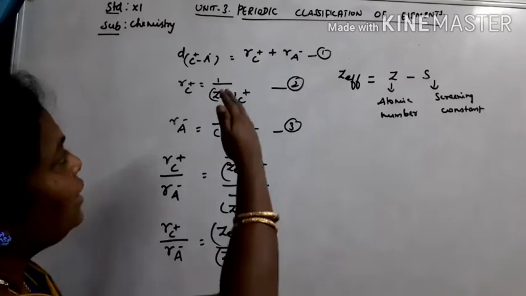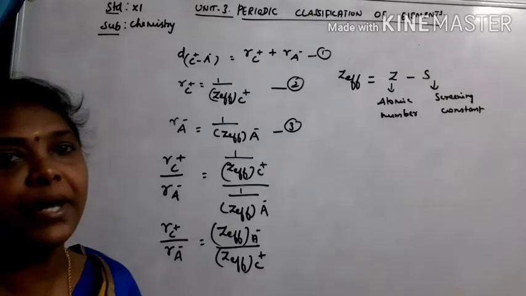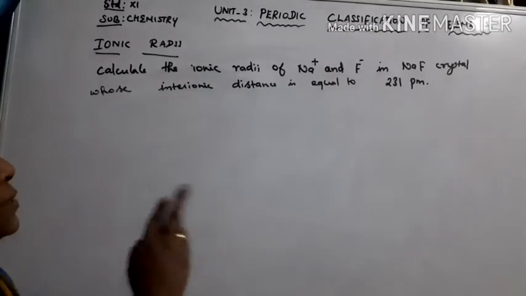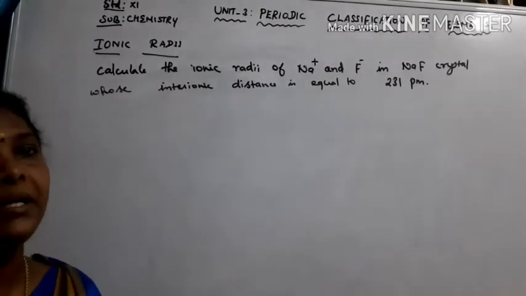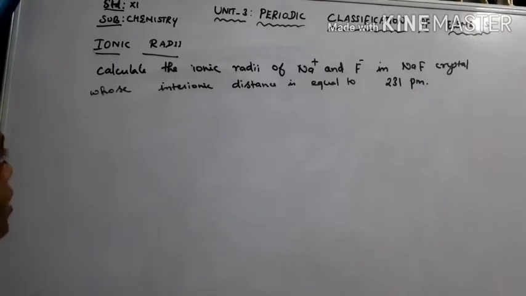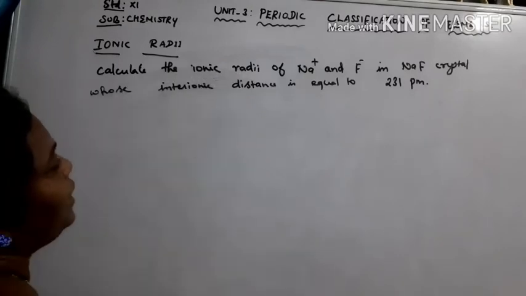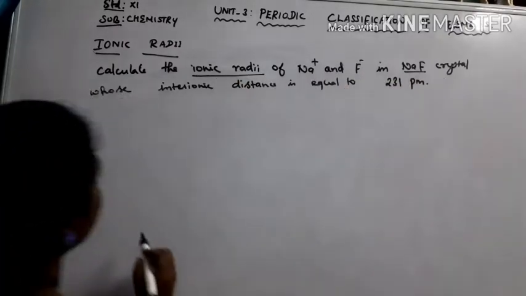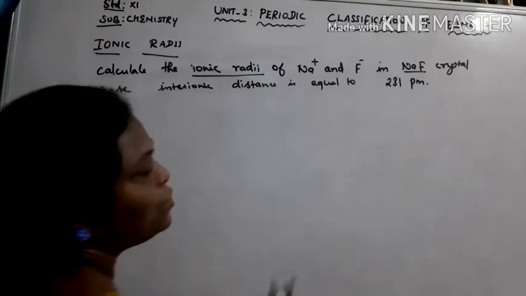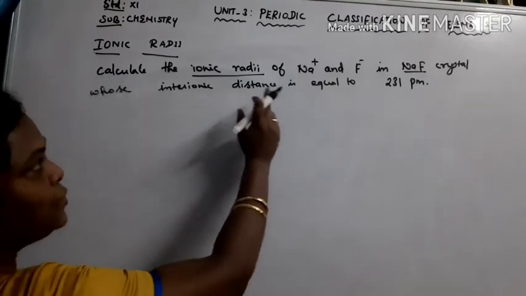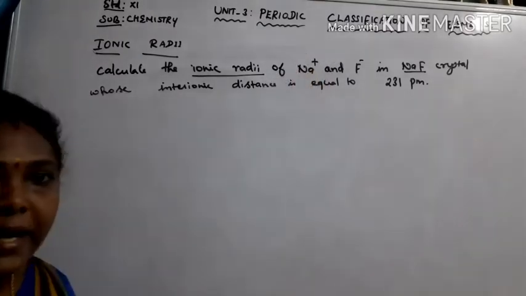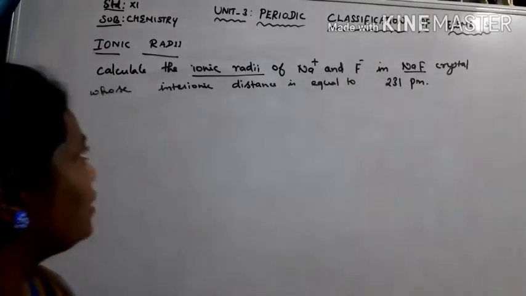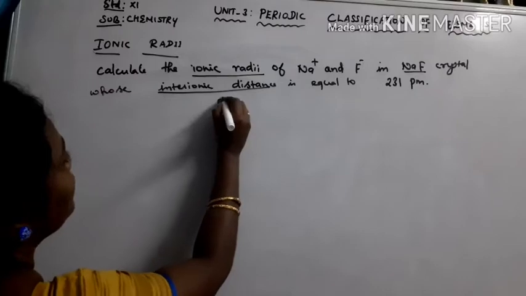between the anion as well as the cation. So let us calculate the radius of the cation as well as the radius of the anion by considering one example. Let us see the question first of all. Calculate the ionic radii of Na plus and F minus in a sodium fluoride crystal whose interatomic distance is equal to 231 picometer. Yes, dear students, you have to calculate the radius of the Na plus ion, that means the cation, as well as the radius of the F minus ion, the anion, in the sodium fluoride crystal. So what I mean by this interionic distance is D.